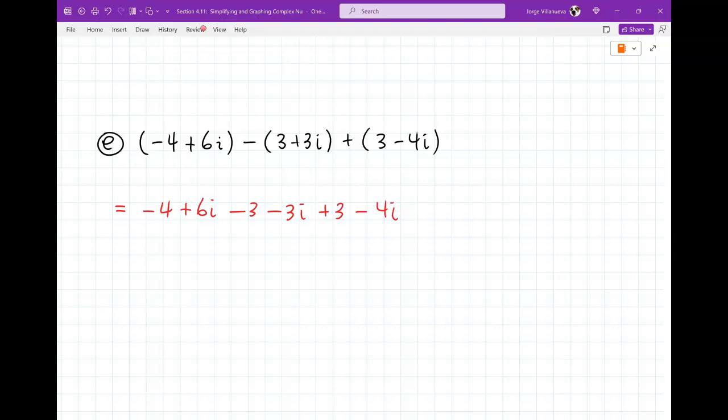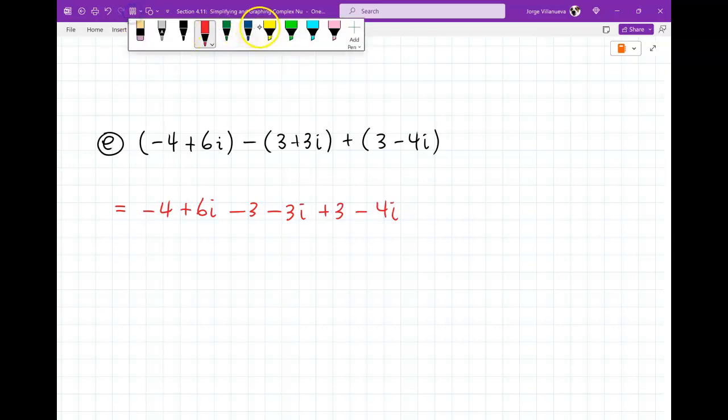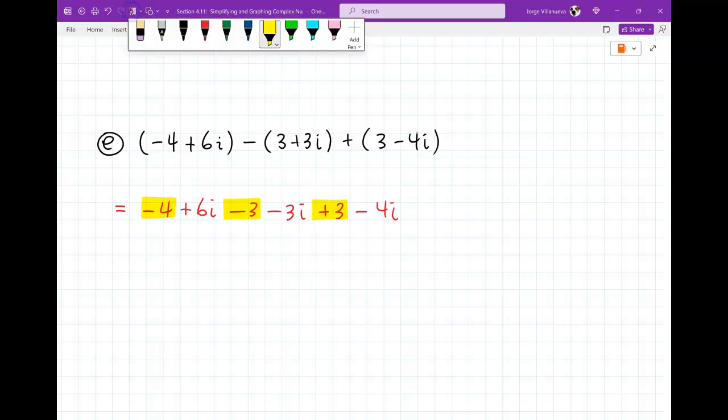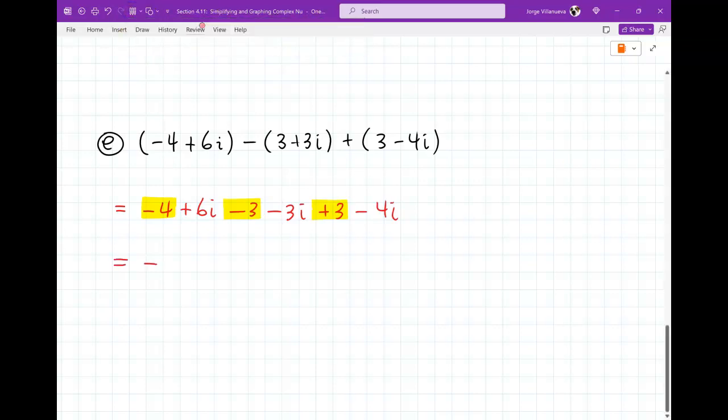Now just join your like terms, okay? So if I join my like terms, let me highlight my like terms. Negative 4 is a like term with negative 3, which is also a like term with positive 3. So negative 4 minus 3 plus 3, that's negative 4. And then my other like terms are the i terms. So the 6i minus 3i minus 4i. So what's 6i minus 3i? That's going to give me 3i. And then if I subtract 4i, negative 1i, right? So negative i.